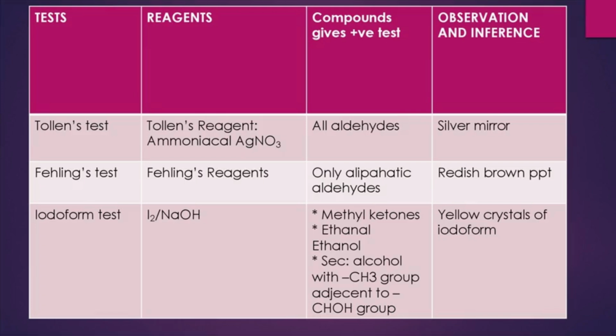Then we have the iodoform test. In the iodoform test, the reagent is iodine in NaOH. Methyl ketones, ethanol, and secondary alcohols with a CH3 group adjacent to the secondary alcoholic group can also give the iodoform test, and the result will be yellow crystals of iodoform.